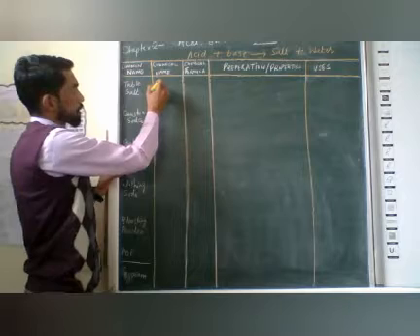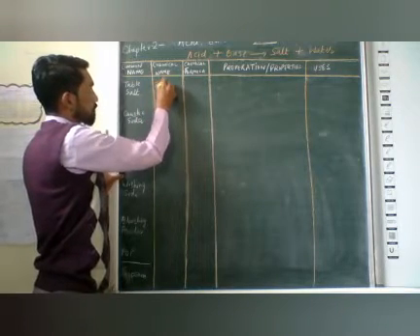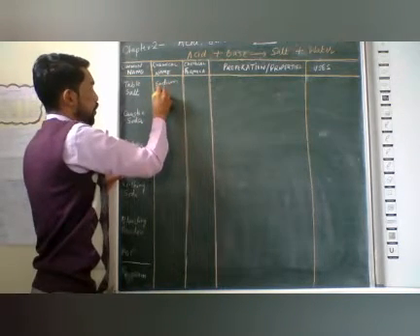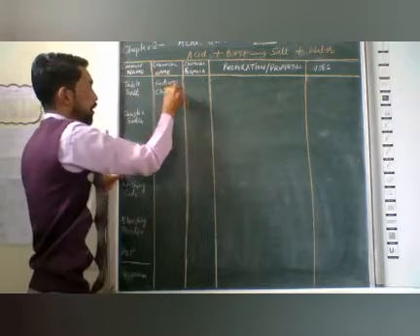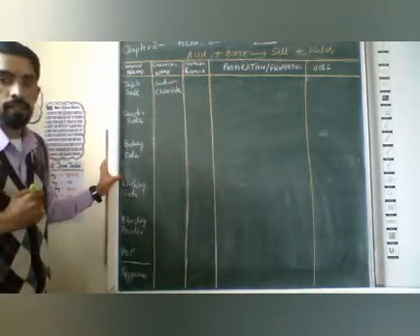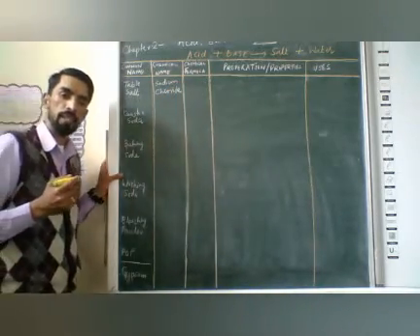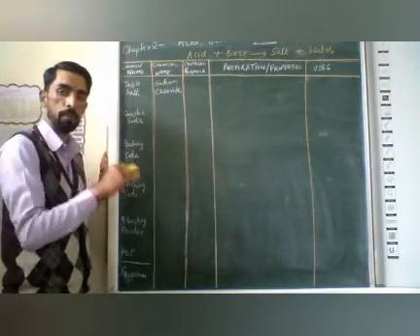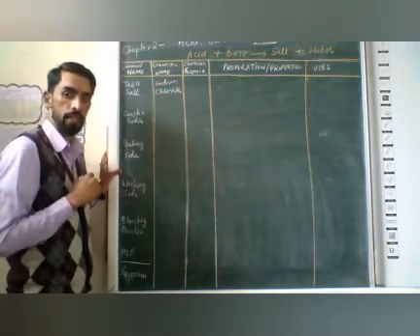So let's start with the chemical names. First, the chemical name of table salt is sodium chloride. It is made up of one metal and one non-metal, and it is an ionic compound. You know very well what an ionic compound is: ionic compounds are those made up of one cation and one anion.